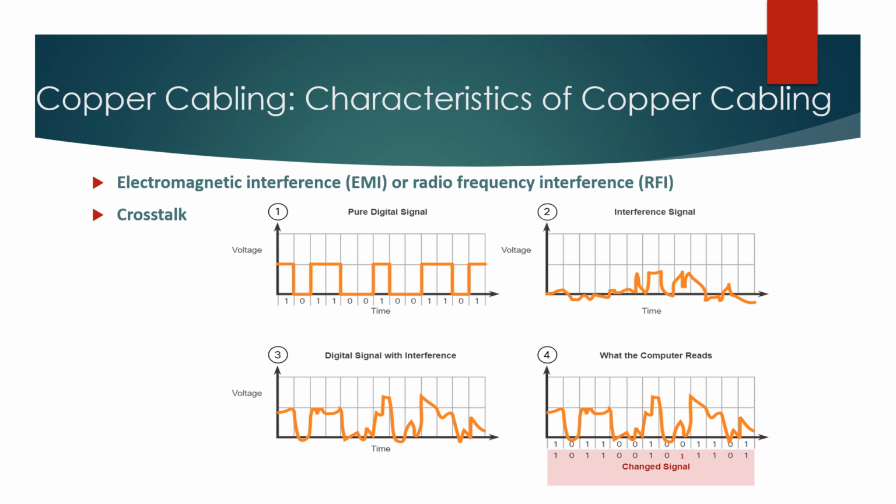To counter the negative effects of EMI and RFI, some types of copper cables are wrapped in metal shields and require proper grounding connections. To counter the negative effects of crosstalk, some types of copper cables have opposing circuit wire pairs twisted together, which effectively cancels the crosstalk.